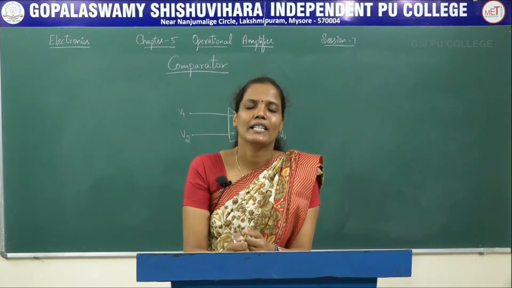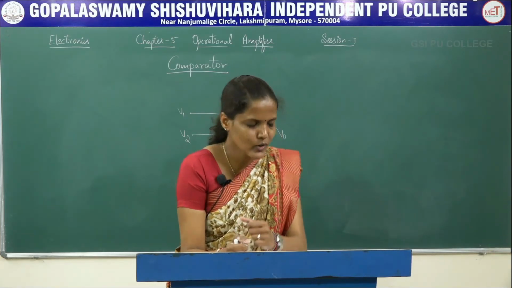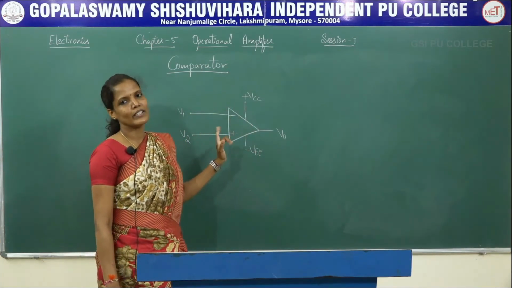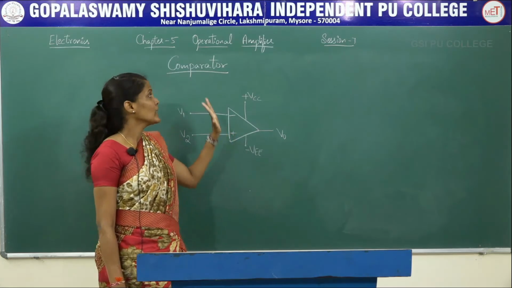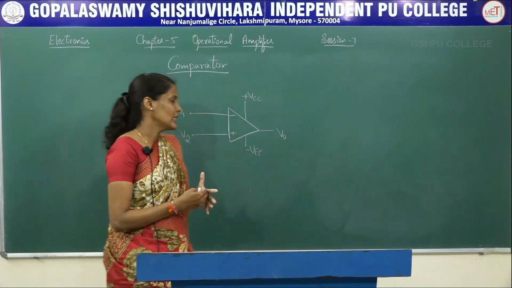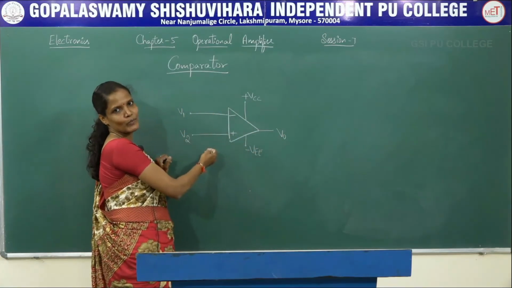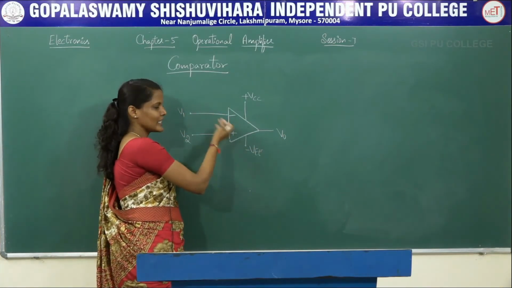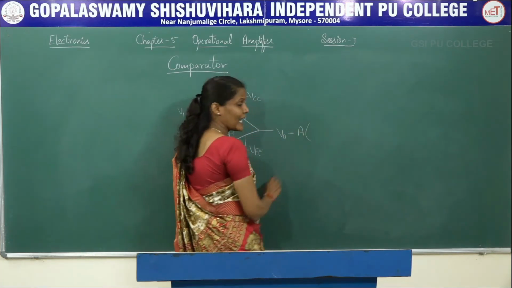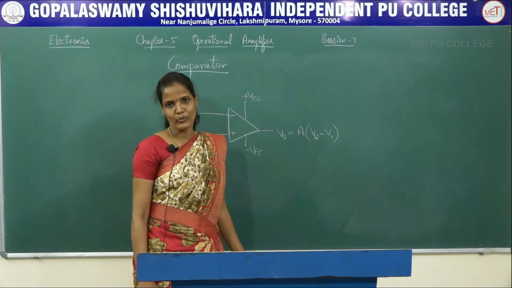This comparator is an example of an open loop circuit. So in this open loop circuit, the output will not be connected back to the inverting or the non-inverting terminal of the op amp. The name itself is specifying, the comparator compares between the two signals. So it produces the output voltage depending upon the difference between the two input signals that I am applying to the inverting and non-inverting terminal of the op amp. So V0 is equal to gain into V2 minus V1, A into V2 minus V1.